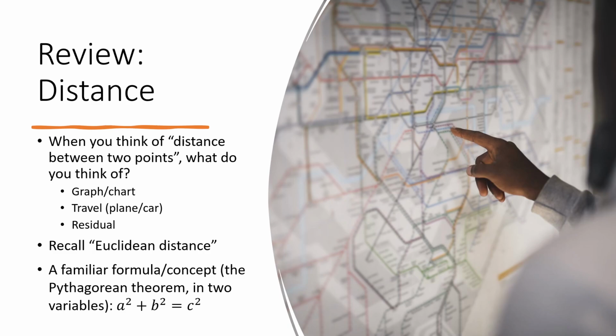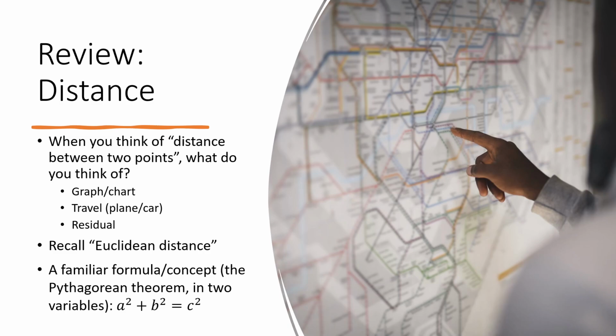So again, I mentioned Euclidean distance. This is the distance between 2 points on a graph or a chart. And it follows a very familiar formula. That is the Pythagorean theorem. Now, I want to be careful here. The Pythagorean theorem, a squared plus b squared equals c squared, is what's used for the distance, where a represents your horizontal distance, b represents your vertical distance, and c is the diagonal, that is the line that connects your 2 points.